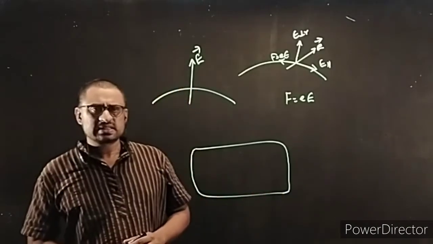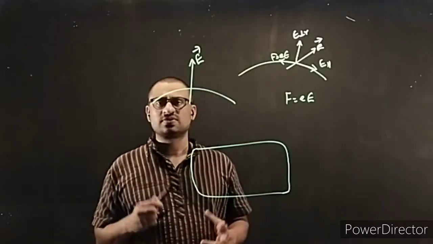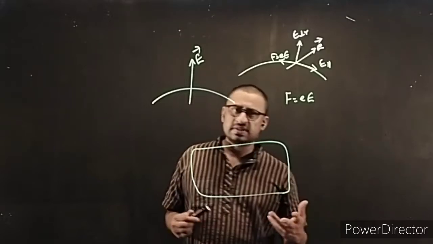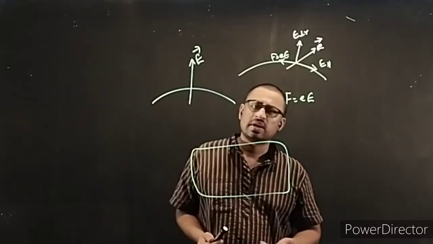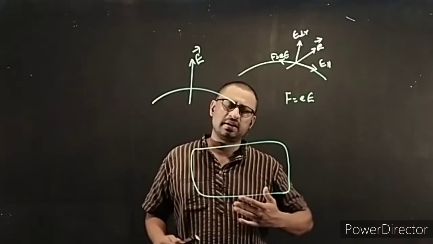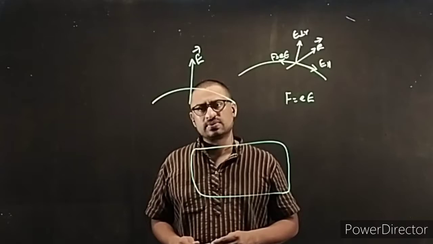You know, a conductor is a conductor. Why? Because of the presence of so many free electrons. Free electrons means valence electrons, which are less bound to the nucleus. So those electrons are free to move. They have greater degrees of freedom to move away from the influence of the nucleus.